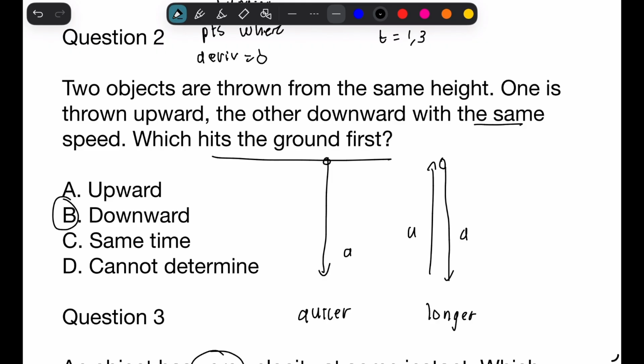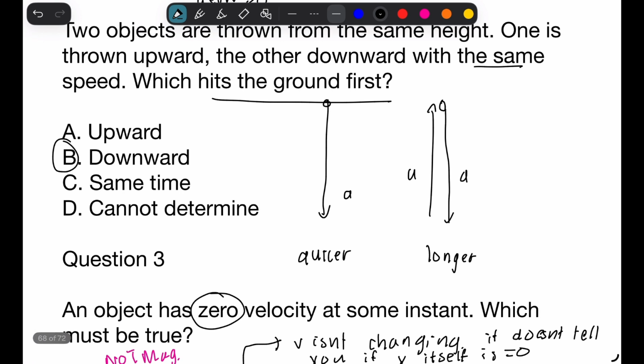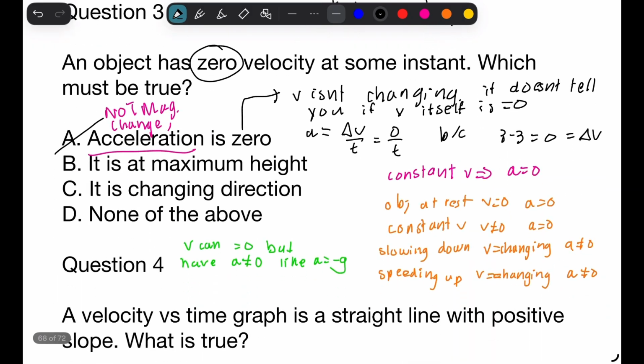Well, if you just throw one object straight down, it gets to the bottom faster. But if you throw the other one up, it has to go both up and then back down, so it's going to take a longer time. So the downward object that goes straight down is going to be the quicker option that takes less time.